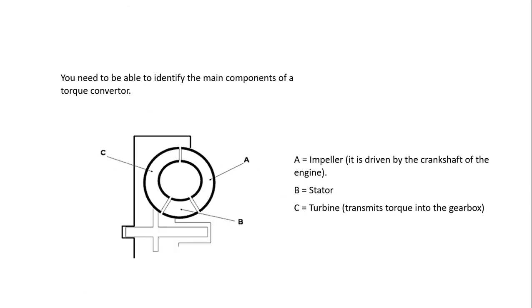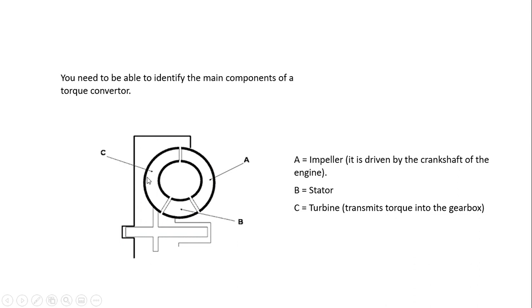Move on. Okay, we also need to know about automatic gearboxes, conventional automatic gearboxes that have a torque converter. So you need to be able to identify the main component parts of a torque converter. And the IMI use this diagram a lot. I don't really like this diagram, but anyway, that's the one that you guys need to be familiar with. So you need to know that the main component parts are A, the impeller, B, the stator, and C over here is the turbine.